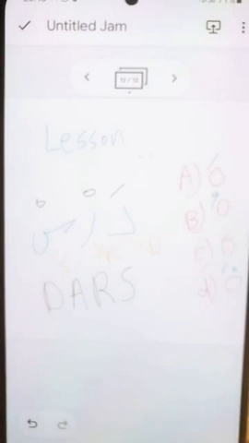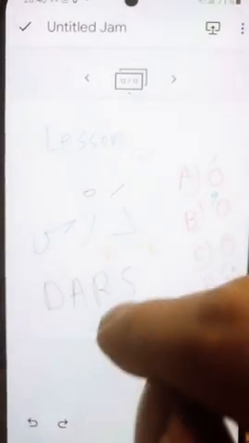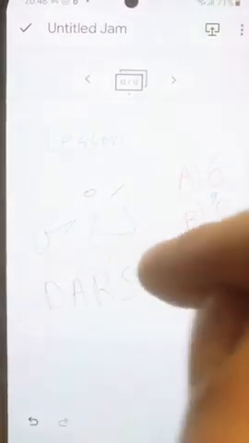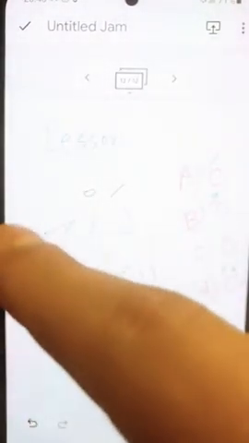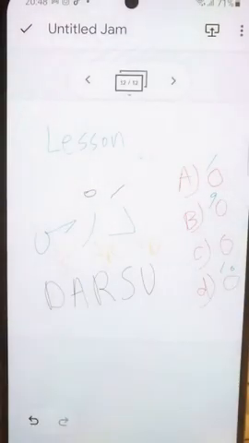Exactly. So let me change the color so they can. So I'm gonna change the color. Let's put blue. Okay. Madrasa. Now, the last one. One second.